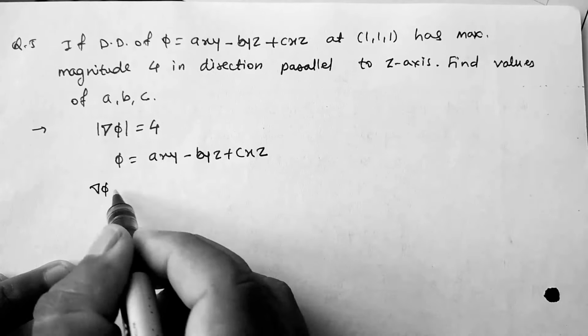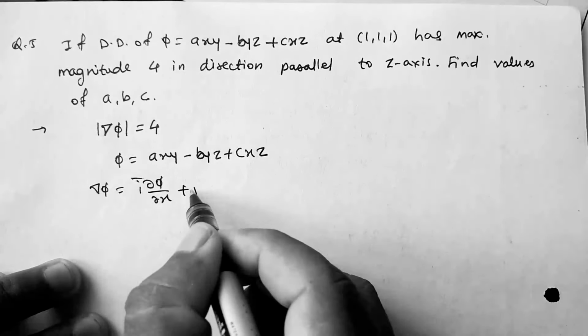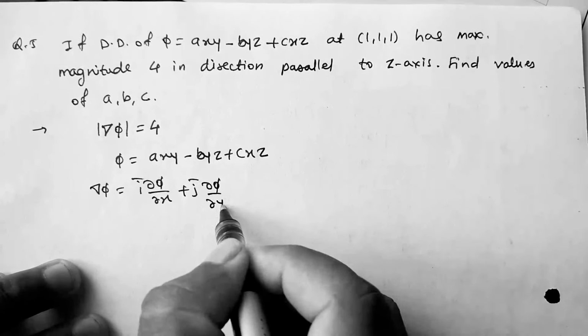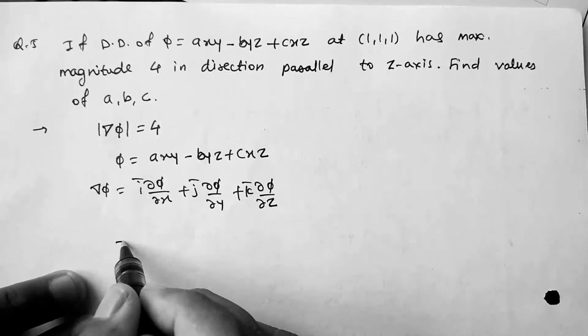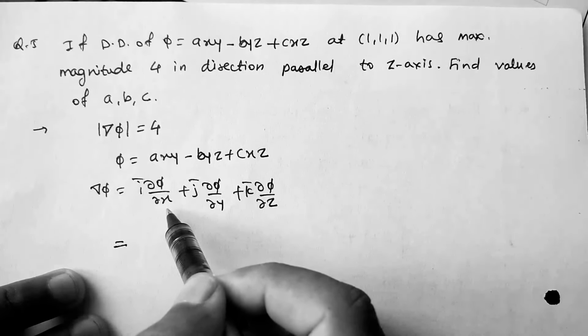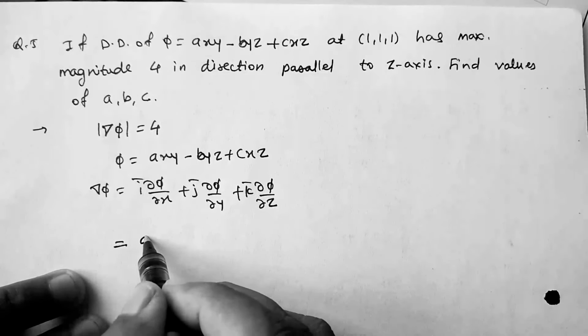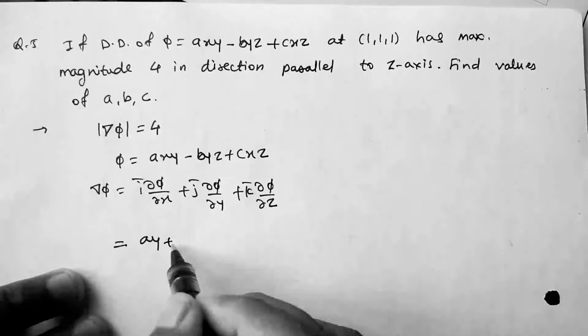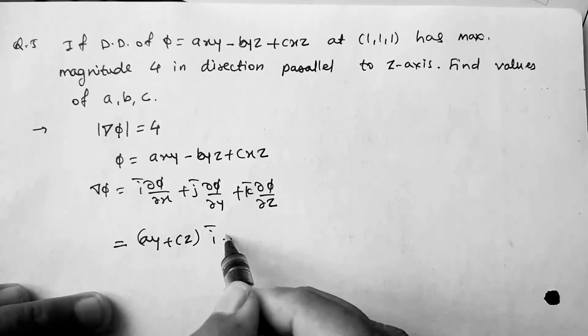Value of del phi is equal to i bar into ∂φ/∂x plus j bar into ∂φ/∂y plus k bar into ∂φ/∂z. This is equal to ∂φ/∂x, that is, the derivative of phi with respect to x, which is given by (ay plus cz) i bar.